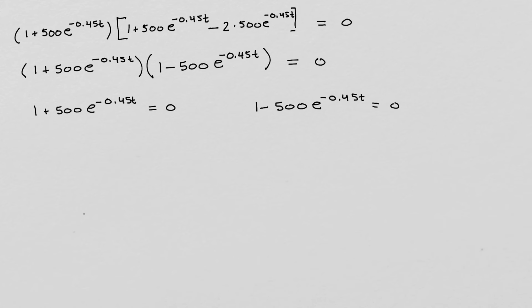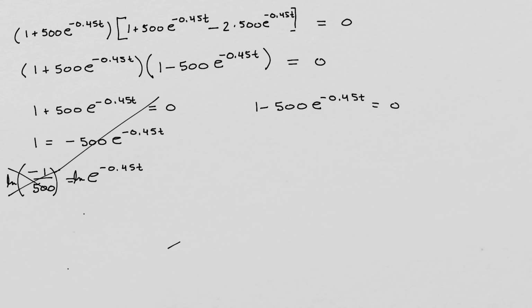Okay, so here we're going to have 1 equals negative 500 e to the negative 0.45t. Divide, and we get negative 1 over 500 equals e to the negative 0.45t. So when I go to take the natural log of both sides, now I'm taking the natural log of a negative. Not cool. Can't do it. So this one is out. All right. That was actually nice.